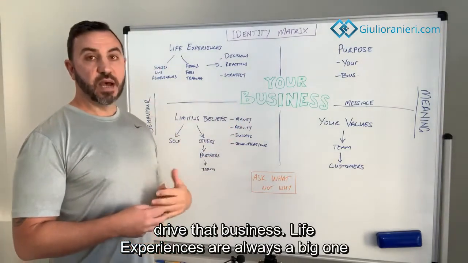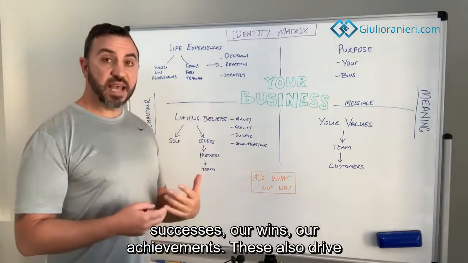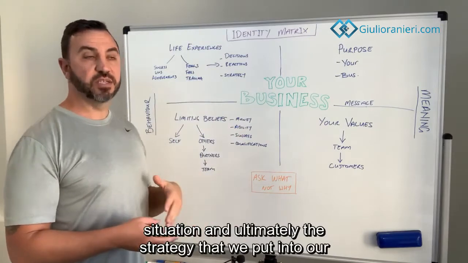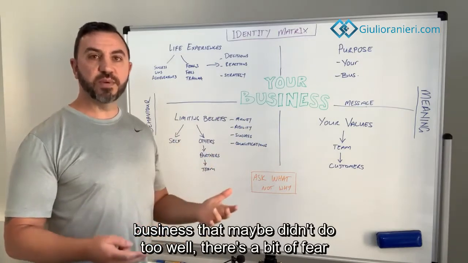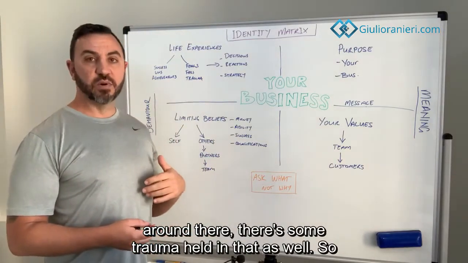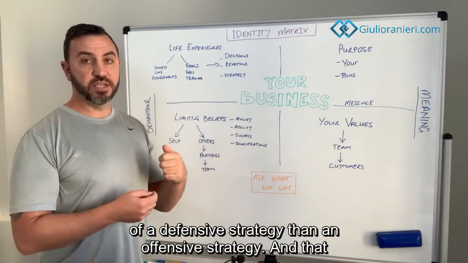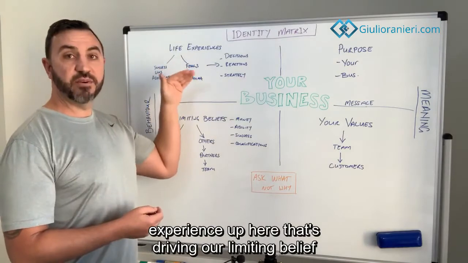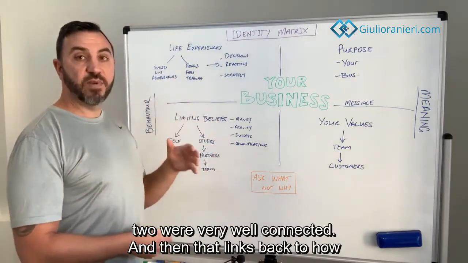Life experiences are always a big one, on our positive and our negative, our fears, our failures, our successes, our wins, our achievements. These also drive the decisions we make, the reactions that we have to a situation, and ultimately the strategy that we put into our business. So let's say, for example, you had a previous business that maybe didn't do too well. So there's a bit of fear around there. There's some trauma held in that as well. So the strategy that you put into your business then might be more of a defensive strategy than an offensive strategy. And that then goes back to our limiting beliefs, because we had a bad experience up here that's driving our limiting belief around whether it's success or money. So we can see that these two are very well connected.